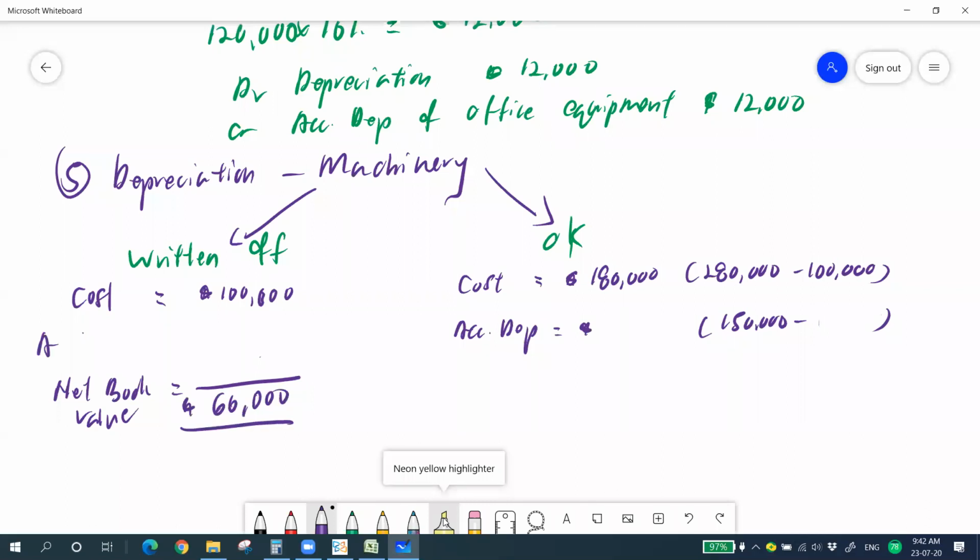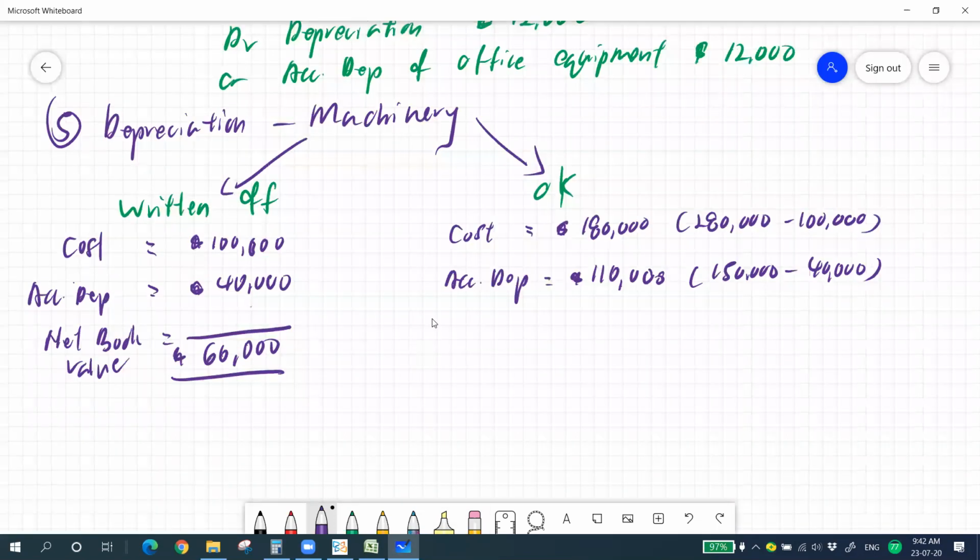Meaning that your accumulated depreciation is how much? 40,000. All right. So here 40,000 as well, right? So 110,000 for the accumulated depreciation for the asset that is okay. Thanks for highlighting this to me.